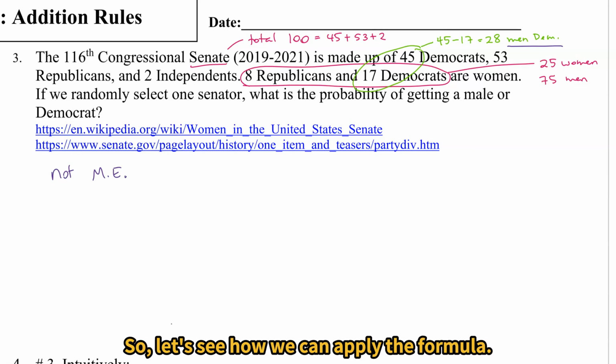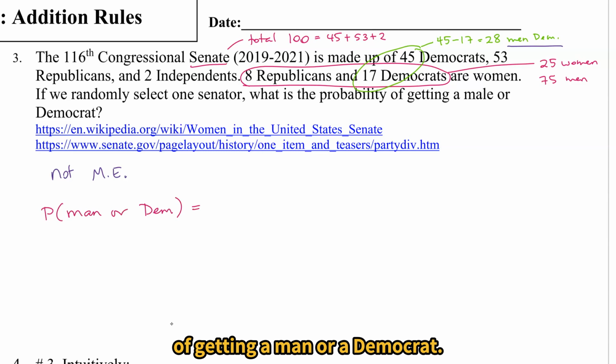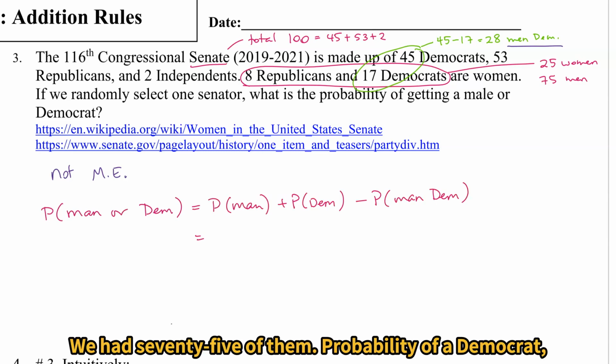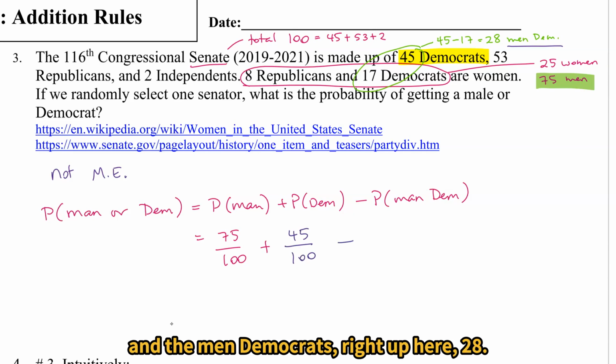So let's see how we can apply the formula. The probability of getting a man or a Democrat. Probability of a man, we had 75 of them. Probability of a Democrat, we had 45 Democrats in that last Senate. And the men Democrats, right up here, 28.